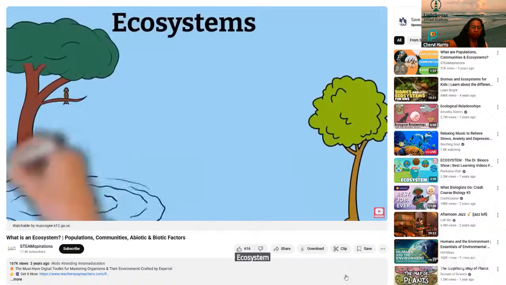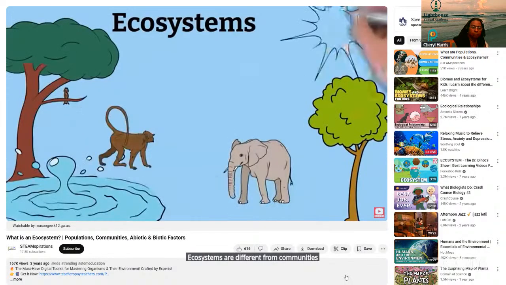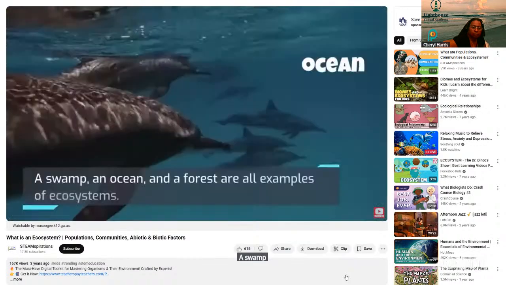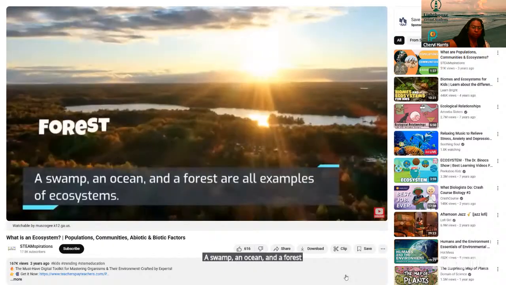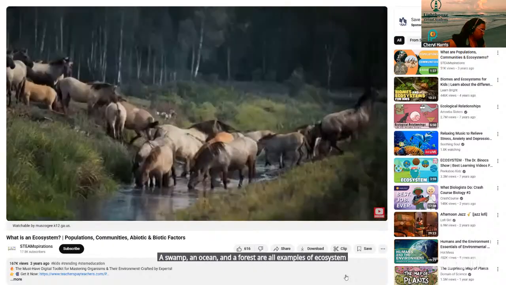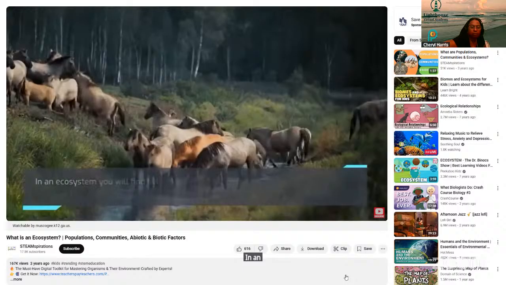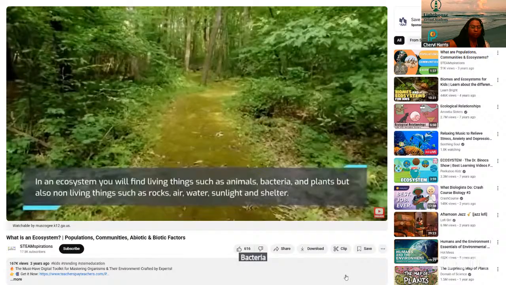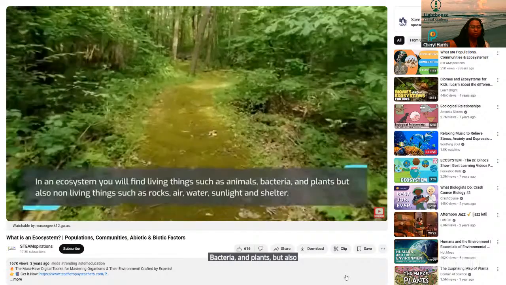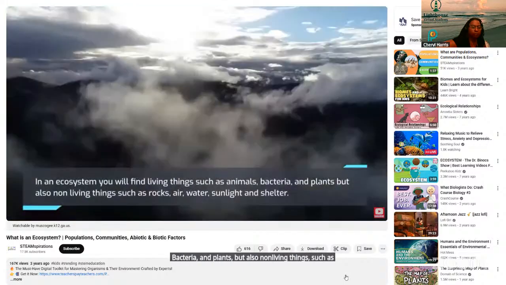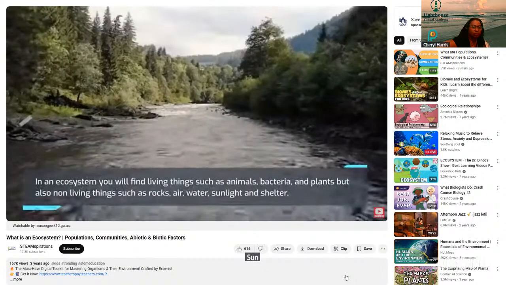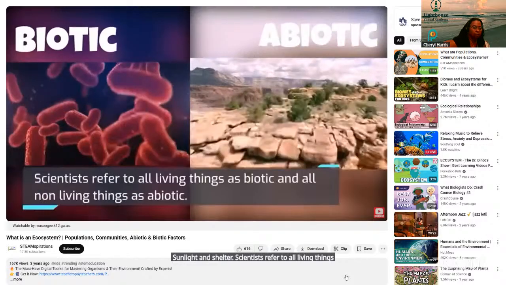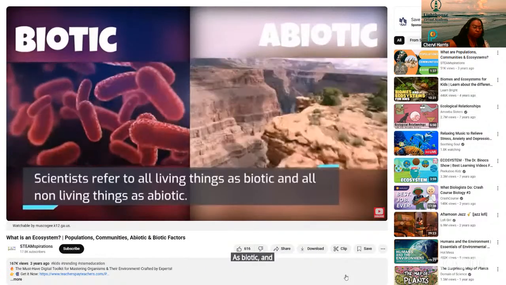Ecosystems are different from communities because they're made up of living and non-living things. A swamp, an ocean, and a forest are all examples of ecosystems. In an ecosystem, you will find living things such as animals, bacteria, and plants, but also non-living things such as rocks, air, water, sunlight, and shelter. Scientists refer to all living things as biotic and all non-living things as abiotic.